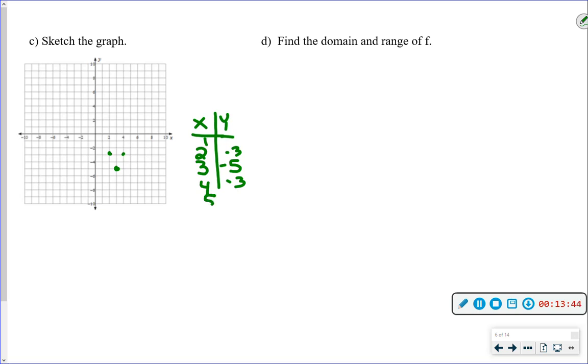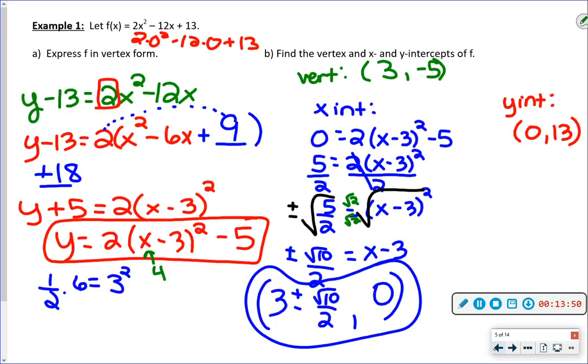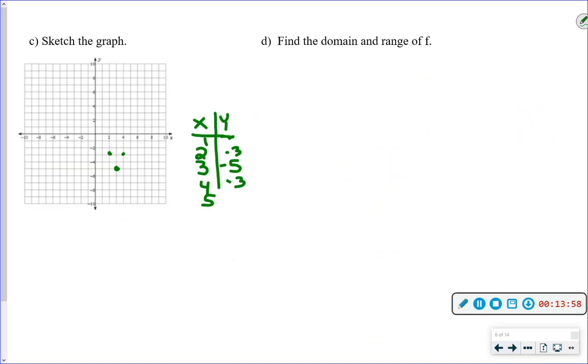I'm going to do 1 and 5 just for another set of points. Can you get these off your graphing calculator? Sure, but we're hardcore. I'm going to put the 5 in. 5 minus 3, 2, squared, 4. 4 times 2, 8. 8 minus 5, 3. We know my lack of drawing skills. So 1, 3, got it, 5, 3.